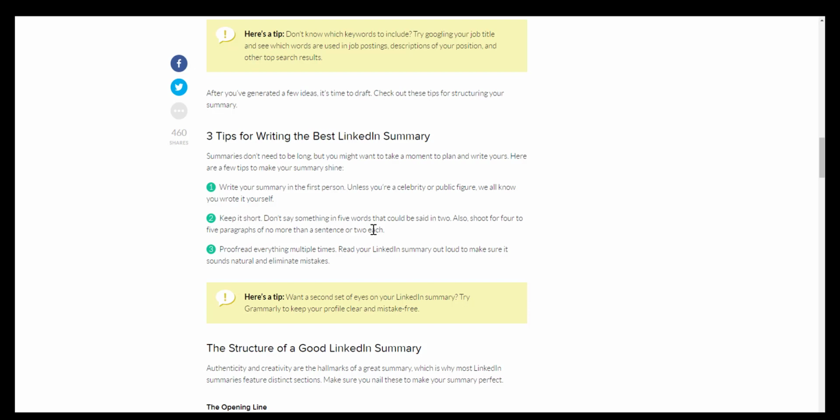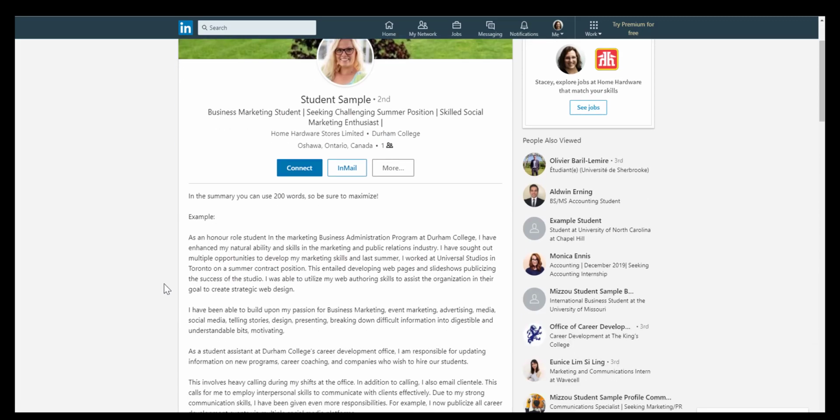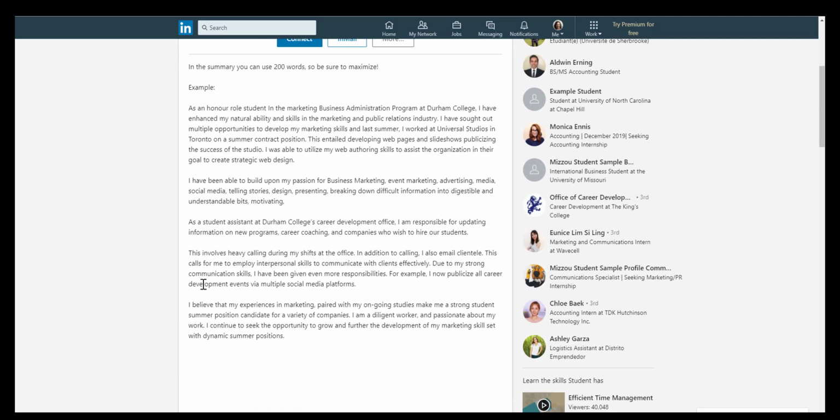Errors in your profile just means that you didn't put that time and effort in. It comes across as though you might not care as much about it. So I want to give again some examples. So this is our sample student. There's about 5 paragraphs here. So I'll just pause here a little bit.